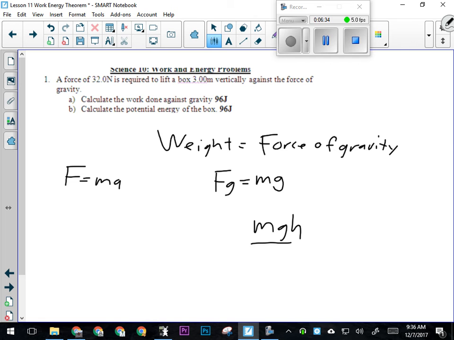Right? We talked about this the other day when we said this is why force times distance can equal m times g times h. This is force times distance, the force of gravity times a vertical distance. They're saying the same thing. Okay.